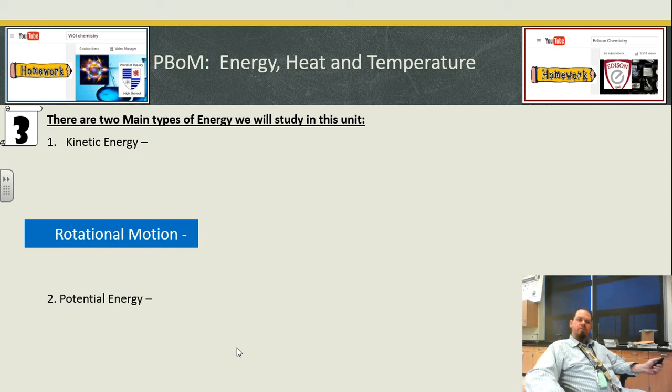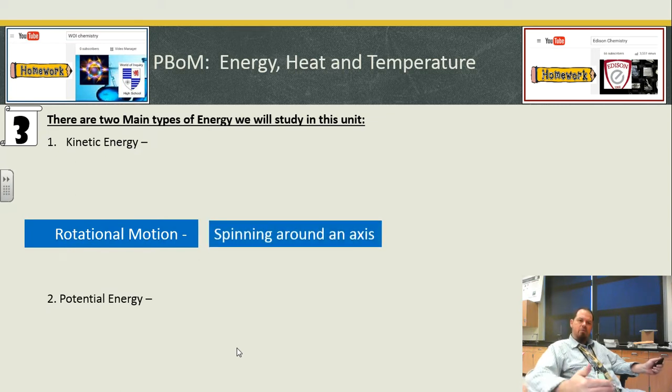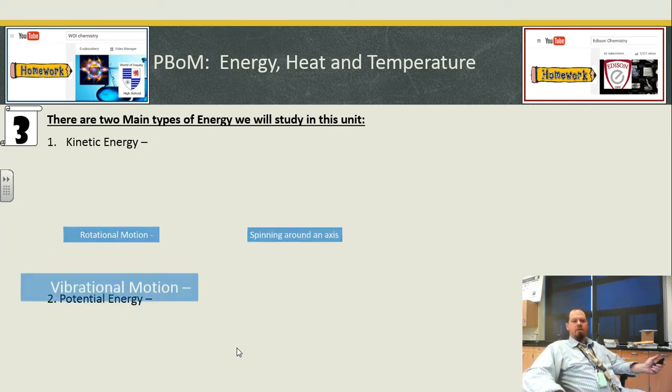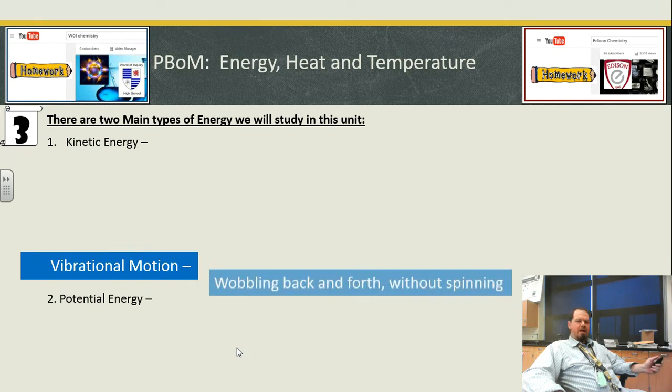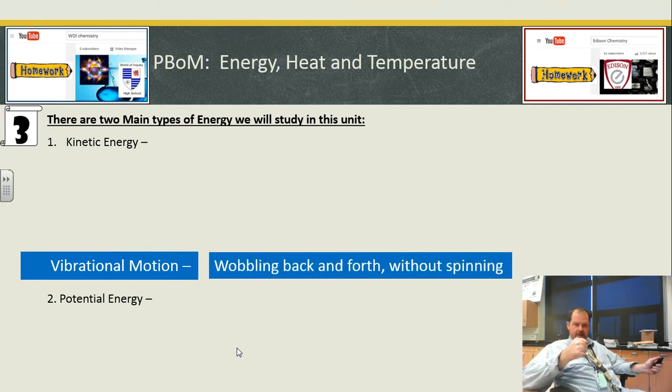And there is rotational motion. This is just spinning around on an axis, not moving from location A to B. And then there is something called vibrational motion, where I'm not even spinning. This is just the wobble back and forth without spinning. This is what happens in solids, which are still technically moving because there is some latent heat involved.